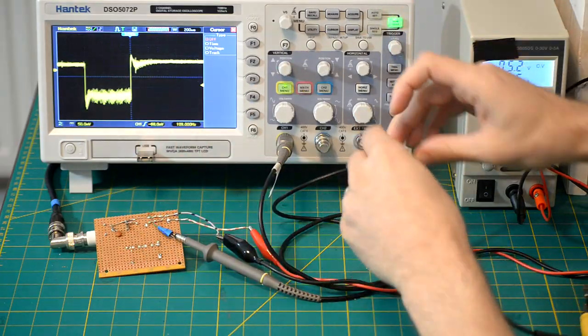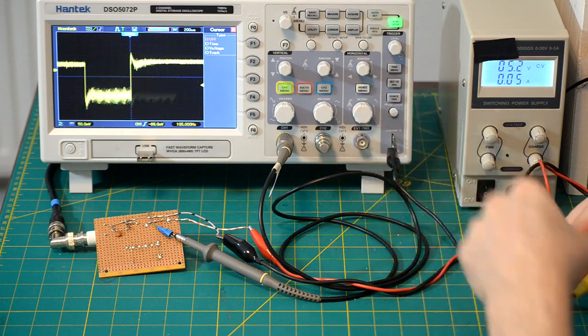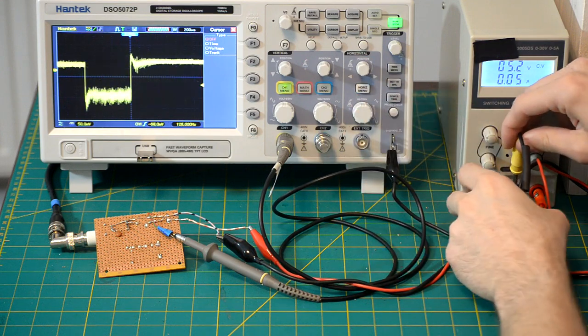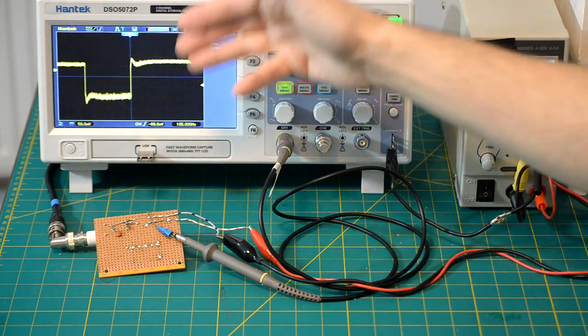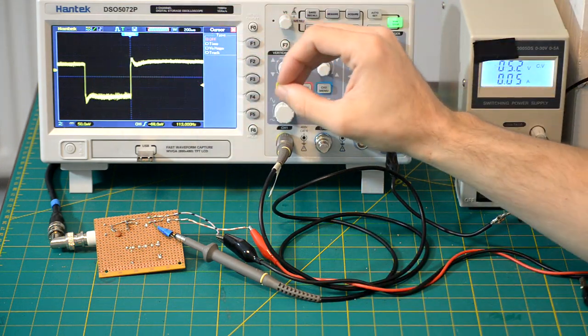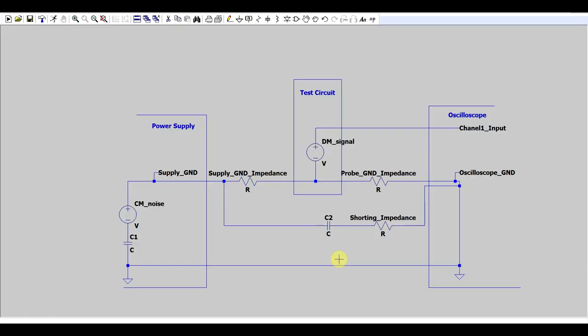Now if I take this line and connect it to the ground of the oscilloscope, and then also connect it to the ground of the power supply, I get both the filtering effect, but also the signal is no longer affected. So finally, by adding the capacitor to the mix, I prevented any sort of DC current going through this shorting impedance, only AC currents. So the test circuit will no longer get supplied from the power supply through this.